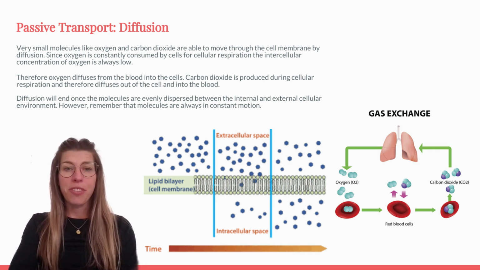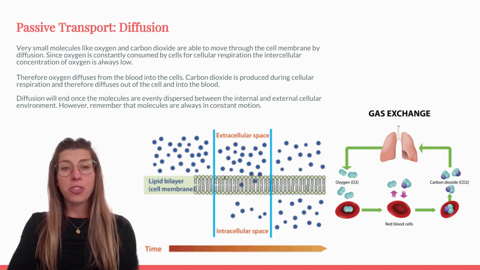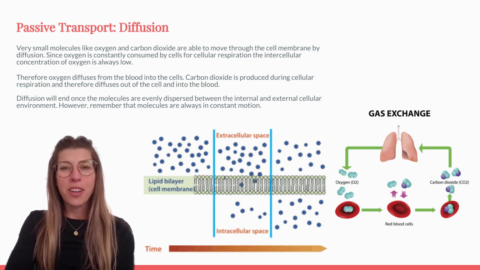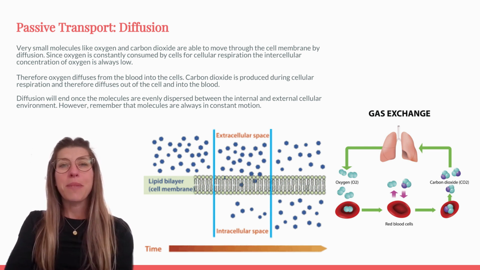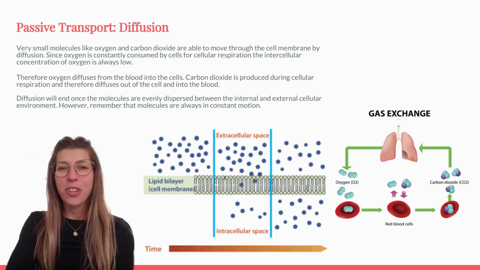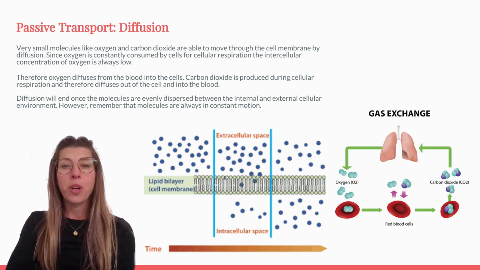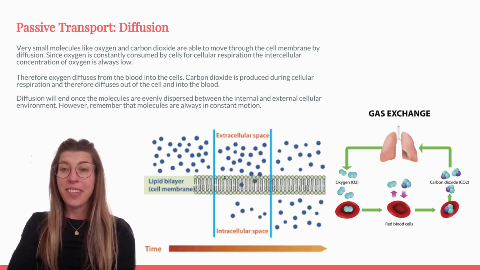Since oxygen is constantly consumed by the cells for cellular respiration, the concentration of oxygen within the cell is always very low. It's constantly being consumed, so it's very low. Therefore, oxygen diffuses from the blood that's carrying oxygen into the cells. It moves without requiring energy, from the area of very high concentration with those red blood cells that brought the oxygen from the lungs, into an area of low concentration within the cell as it passes by.